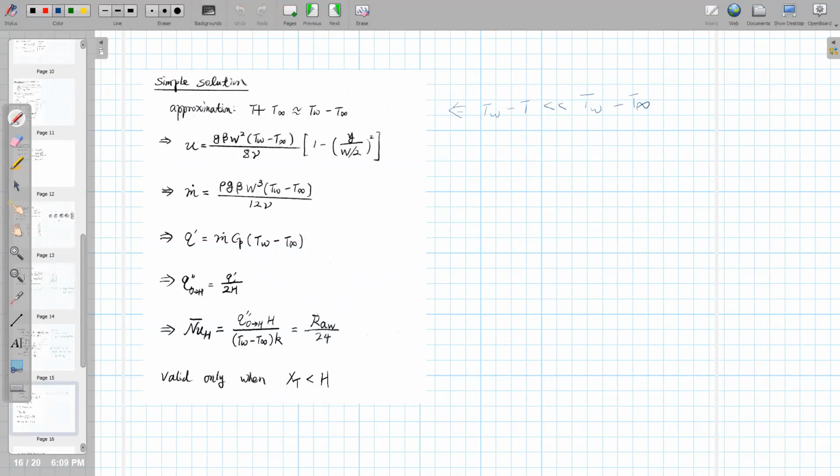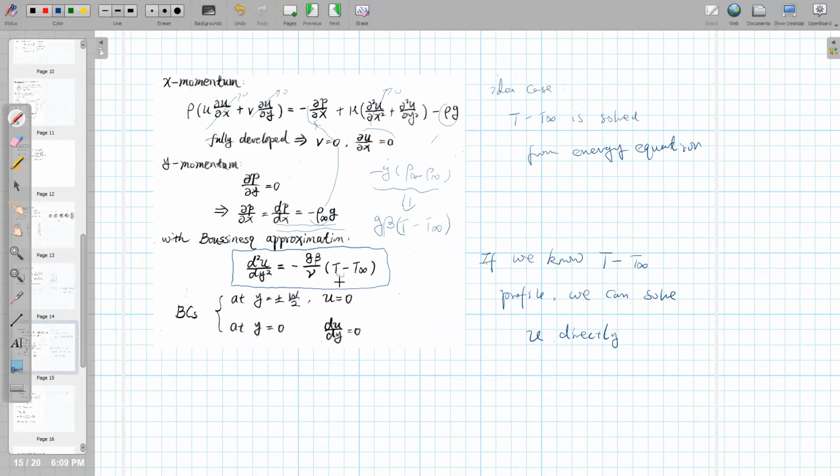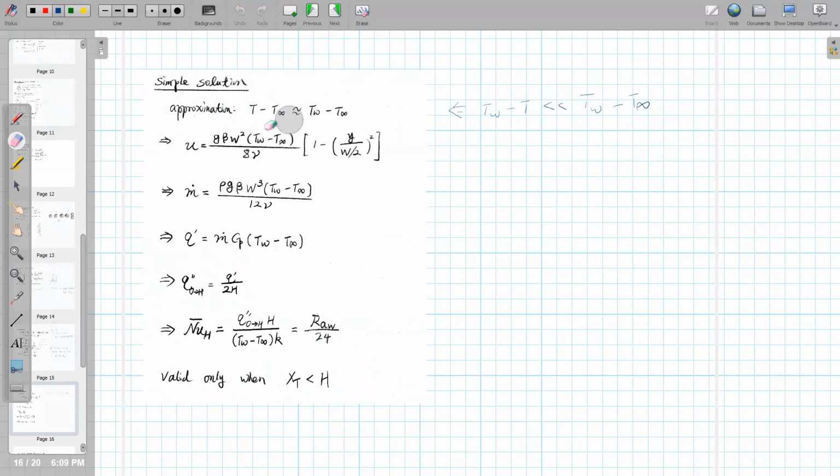Okay, by making this assumption, T minus T infinity equal to Tw minus T infinity, you go to this equation, so this becomes constant, and this is a second order ODE with a constant non-homogeneous term, so you can just solve it directly with this assumption. That's why we say that this is a simple solution, because it's due to this very crude assumption we made. And we can integrate that equation twice in the y direction. So we can solve the velocity profile with those boundary conditions, and we can remove those constants when you do the integration.